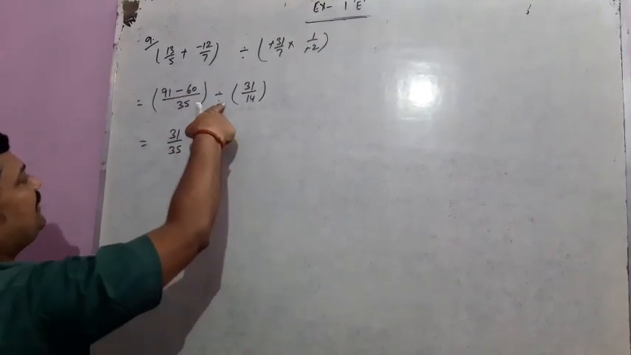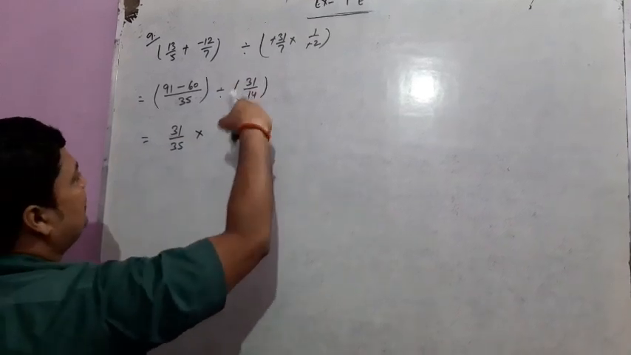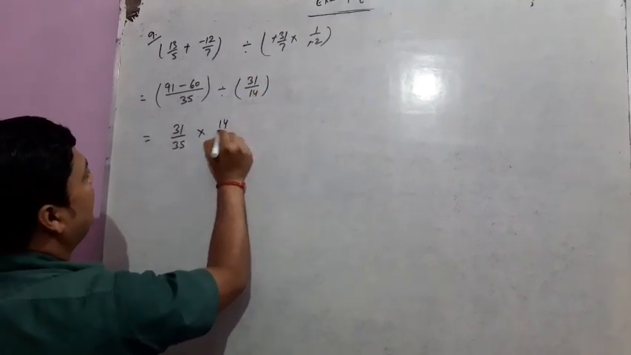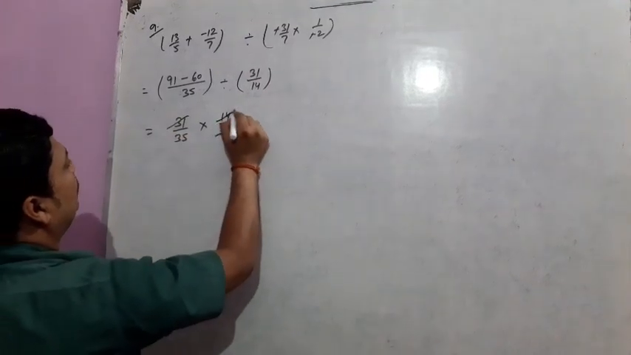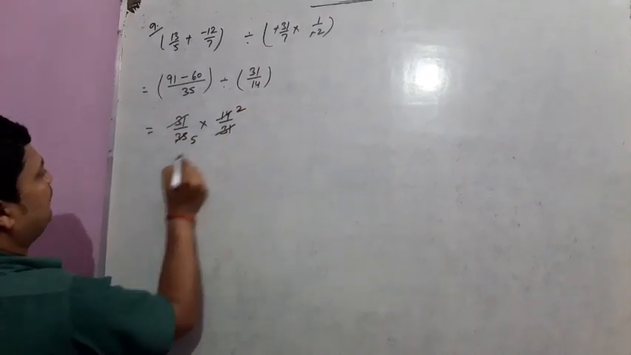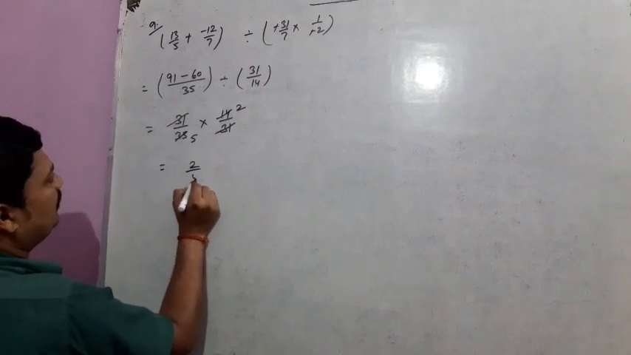Now this divide we are converting into multiply, so the next term becomes its reciprocal, 14 by 31. 31 and 31 cancel here. Now 7 twos are 14, 7 fives are 35. So the result will be 2 by 5.